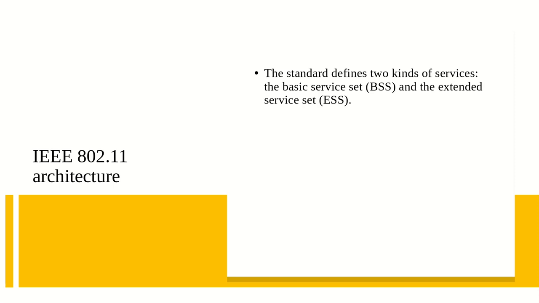In this case, the BSSs are connected through a distribution system, which is usually a wired LAN. The distribution system connects the access points in the BSSs. IEEE 802.11 does not restrict the distribution system. It can be any IEEE LAN such as an Ethernet. Note that the extended service set uses two types of stations, the mobile and stationary.